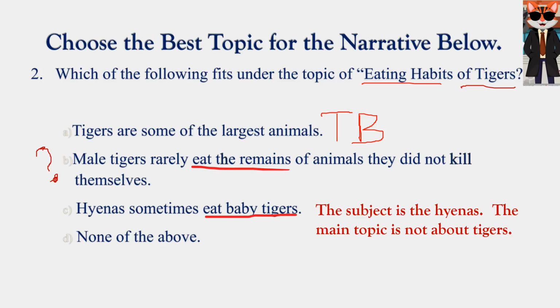And be careful with this one, none of the above. It's sometimes thrown out as a distractor, okay, to make you choose it when that's really not the answer. So your answer here is B. Male tigers rarely eat the remains of animals they did not kill themselves. That's a habit. That's something they do.